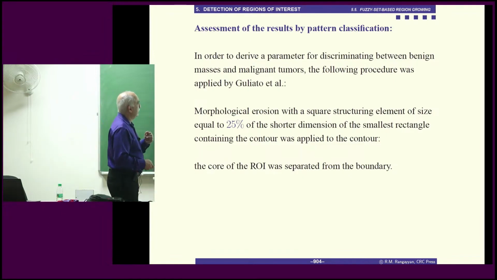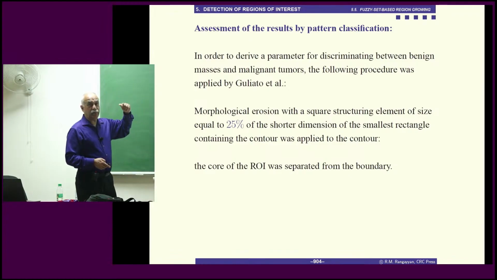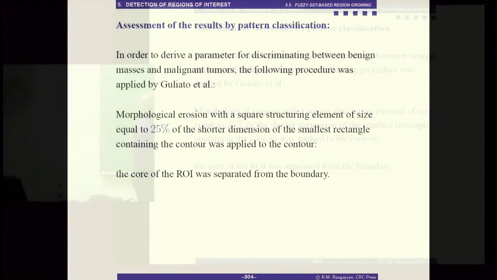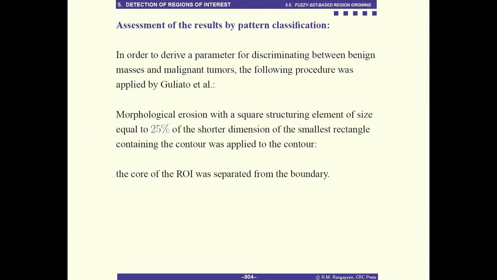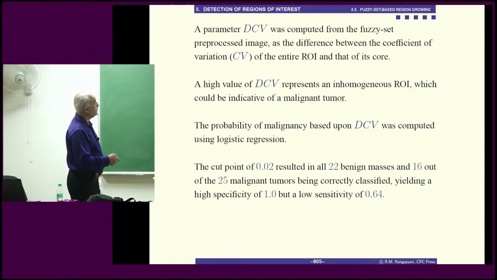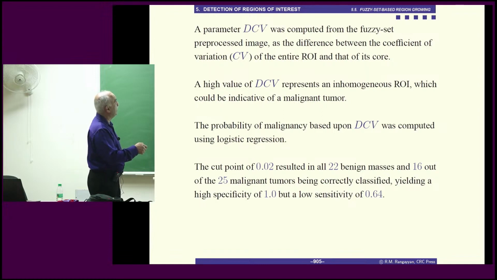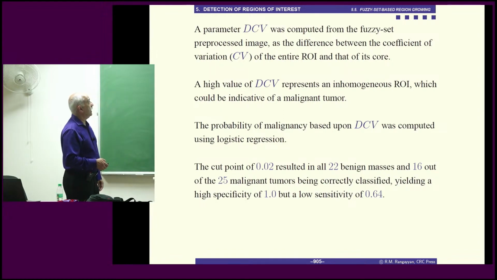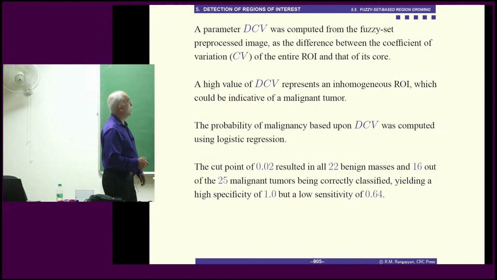So we wanted to derive a measure. Morphological erosion, which we will talk about in morphological image processing later, with a structuring element equal to 25% of the shorter dimension of the rectangle containing the contour was applied, and the core of the region was separated from the boundary. And we computed this parameter we call DCV from the fuzzy set pre-processed image as the difference between the coefficient of variation, which is sigma over mu, of the entire region to that of its core.